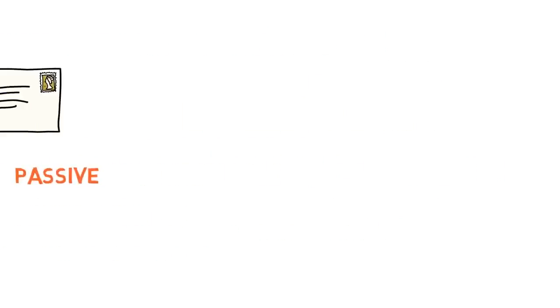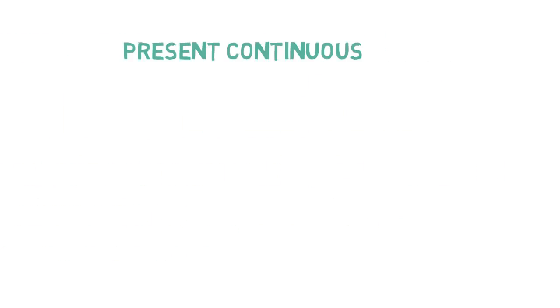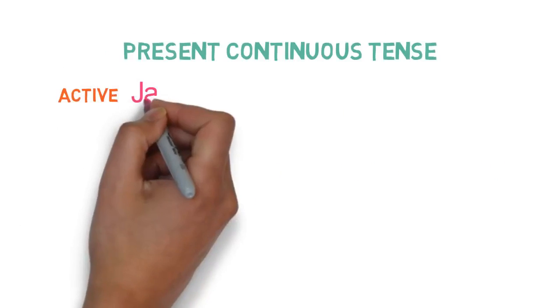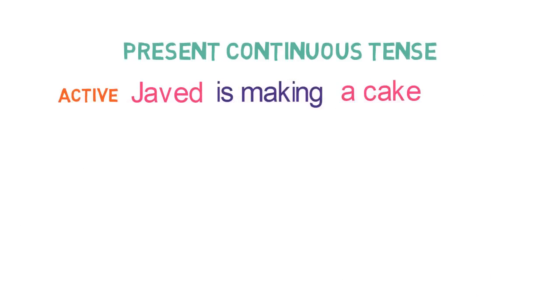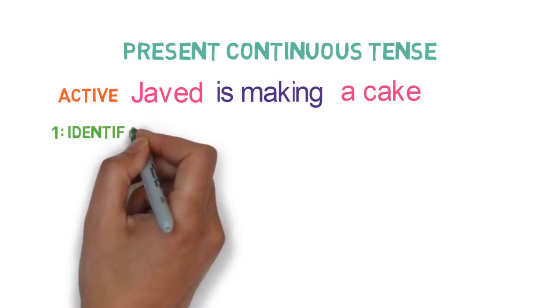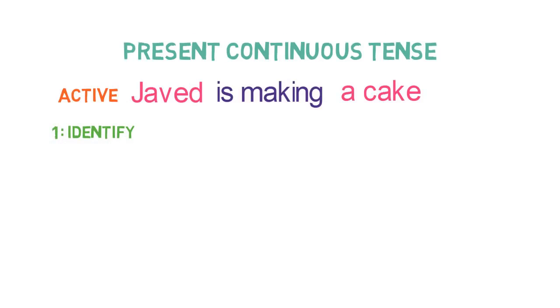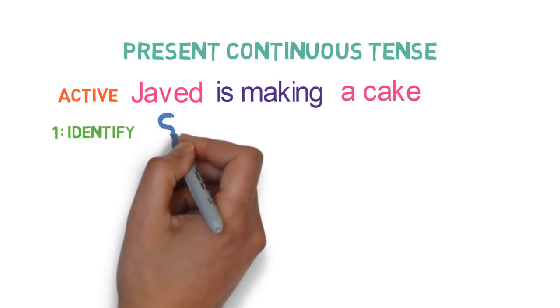Now let's see an example of present continuous tense. Active voice. Javed is making a cake. First step is to identify subject, object and verb. Here, who is performing an action? It's Javed. So it's the subject.